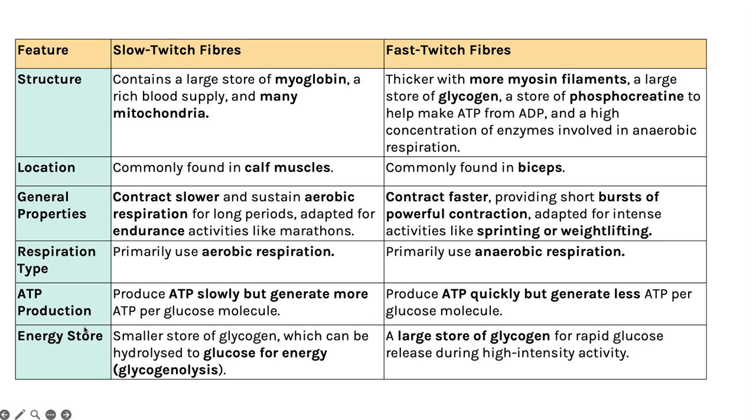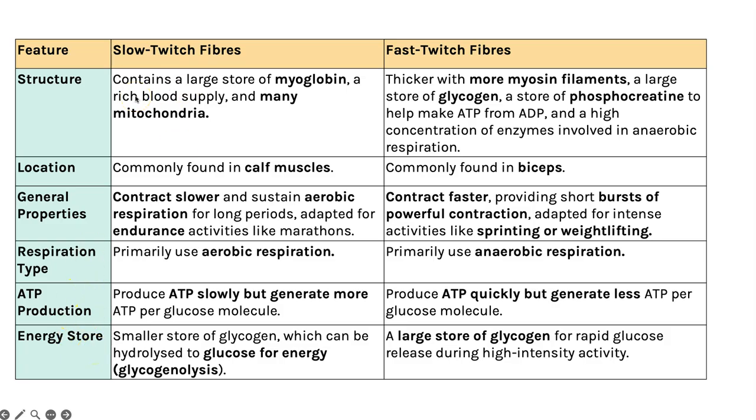The last little thing you need to know with the muscles is about two different types of muscle fibres. We have slow and fast twitch fibres, and you need to know about the structure, location, general properties, the type of respiration, and a little bit about how that links to their uses as well.